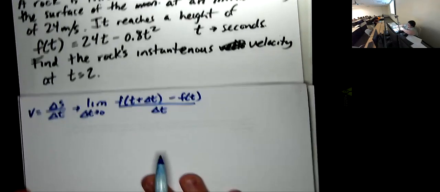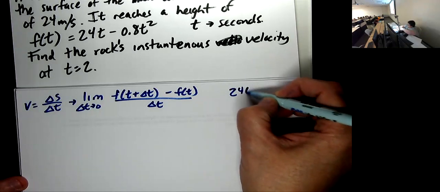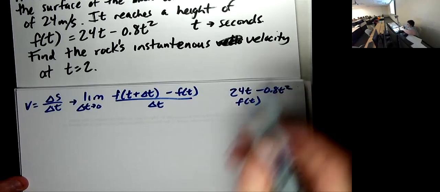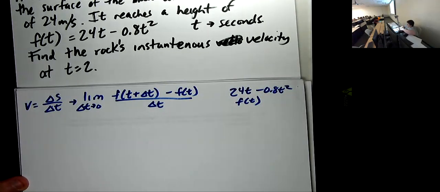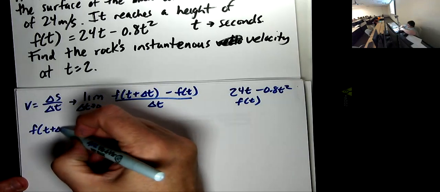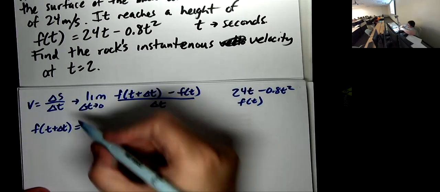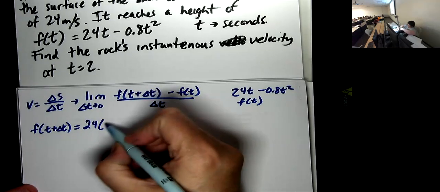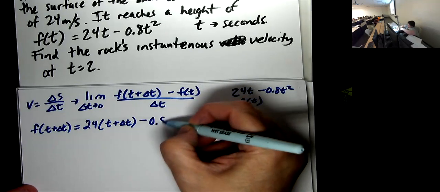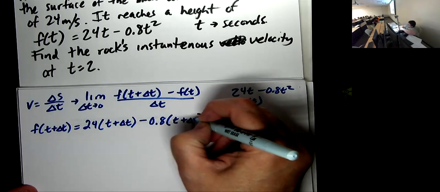So we have our f of t, that's given: 24t minus 0.8t squared. That's f of t. Now f of t plus delta t. Let's just work it out over here before we put it all into the equation. We have to do 24 times t plus delta t, minus 0.8 times, normally it's t squared, but now it's t plus delta t squared.